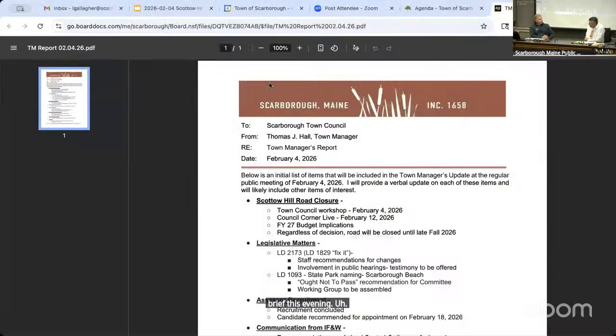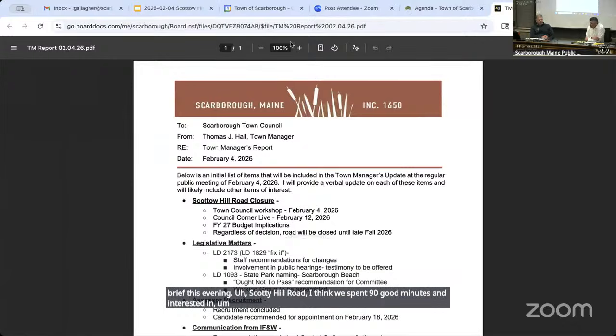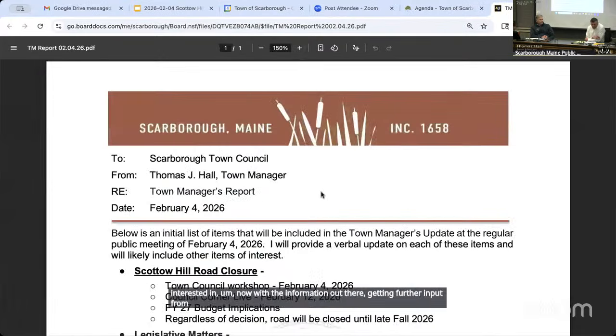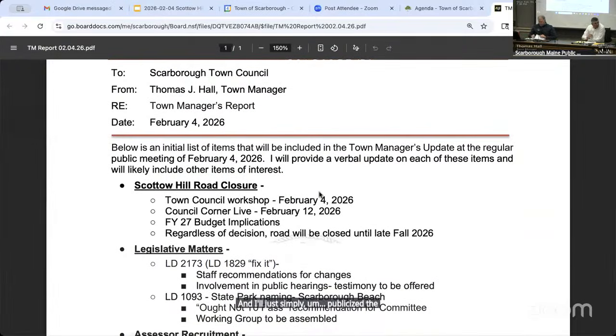Scott Hill Road, I think we spent 90 good minutes and are interested in now, with the information out there, getting further input from council and from the public. And I'll just simply publicize the event for February 12th for Council Corner Live. Hopefully that will be a good session for the town to receive public input on what those options are.